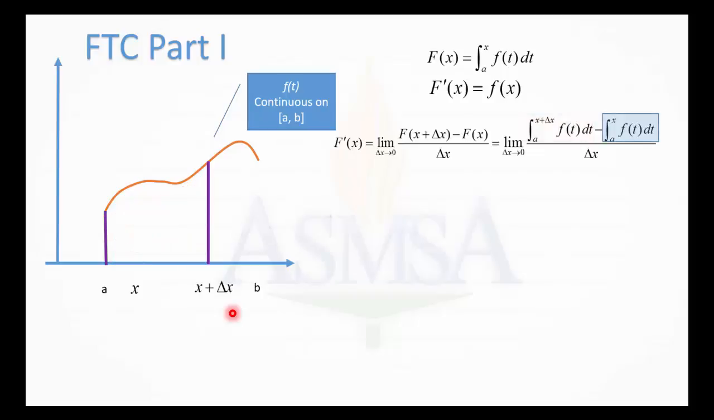Now, if you look at the next part, what we've done is we've actually subtracted off this part. See? Because we're subtracting off the integral from a to x. And what we're left with is this, the integral from a to x plus delta x. So this right here can be rewritten this way.